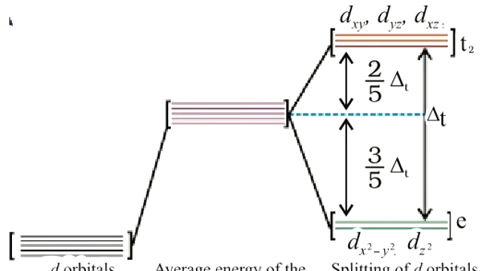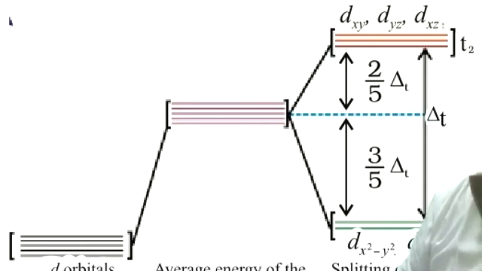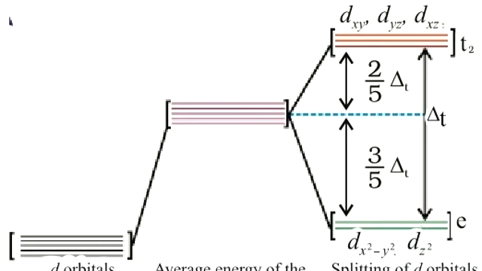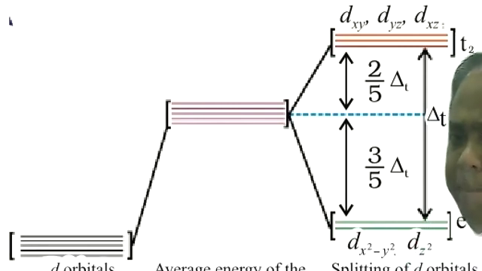As a result, below the barycenter, which is shown in blue, minus 3/5 multiplied by 10 Dq comes out to be 6 Dq, and above it will be 4 Dq. So the total change in energy level here also is equal to 10 Dq. The only difference is that here the t2 level, that is dxy, dyz and dzx, is above the barycenter, and dx²−y² and dz² is below the barycenter.